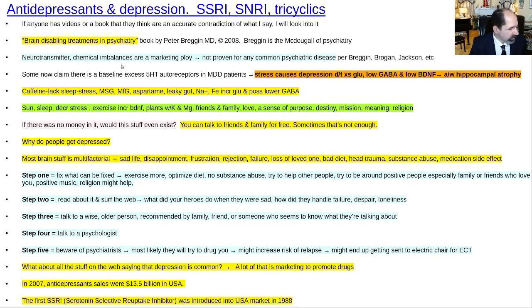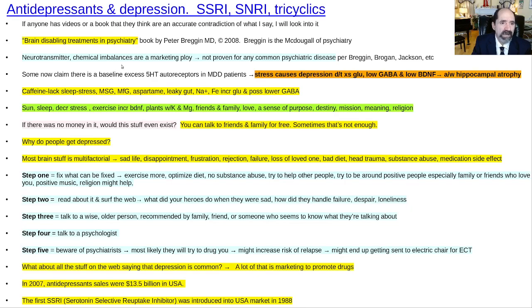A lot of what I'm talking about here is going to come from this book, Brain Disabling Treatments in Psychiatry. I think this is the best book for the psychopharmacology stuff. Breggin was a Harvard-trained psychiatrist. He's sort of like what McDougall is to nutrition. He's sort of like that to psychiatry. A guy who's real smart and tells you the truth and who's reviewed all the literature.